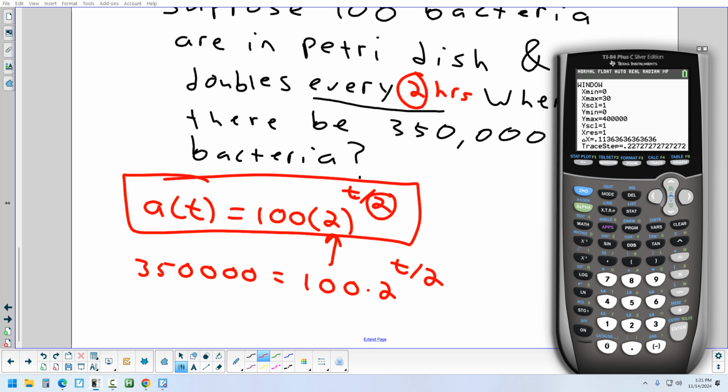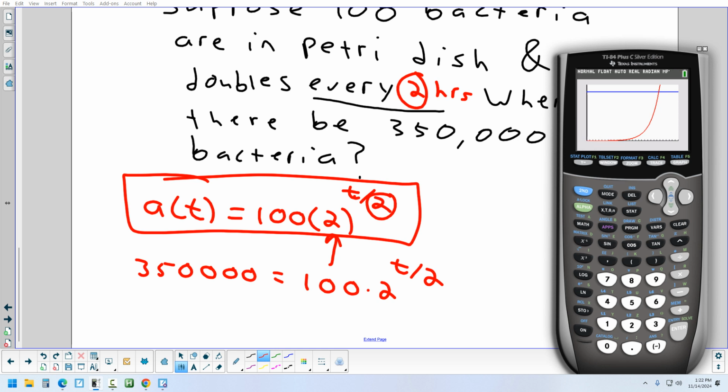All right, we can leave it at 30 and see if that's enough hours. Let's think about it for a second. This doubles every 2 hours. After 30 hours, how many times will it have doubled? 15. It will have doubled 15 times. So we're going to see if you double 15 times, does that get you to 350,000? I think the answer is going to be no. Nope, I was wrong. So it does hit it. It doesn't look like it's going to go up fast, but then all of a sudden it just takes off.